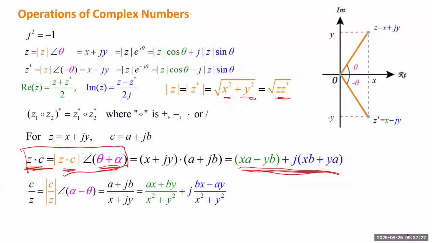For the division, if you want to calculate the impedance, if you know the voltage divided by some current, the absolute value will be just the division of the two absolute values, and the angle will be the difference of angles. Definitely, if you really want to memorize this one, that's fine. That's this formula.